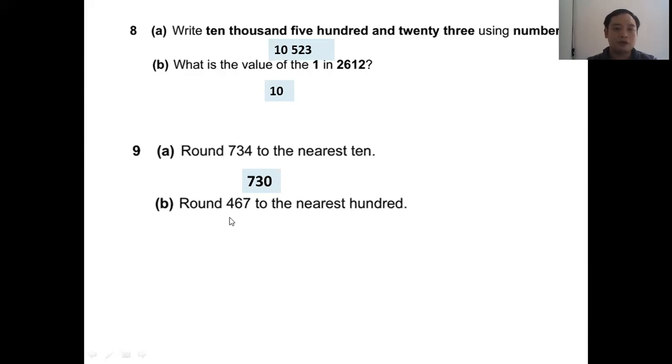B. Round 467 to the nearest 100. Now nearest 100, so you have the number 4 here. You can either round down to 400, or round up to 500. In this case, you will round up to 500 because 467 is bigger than the middle point, which is 450. So the answer is 500.